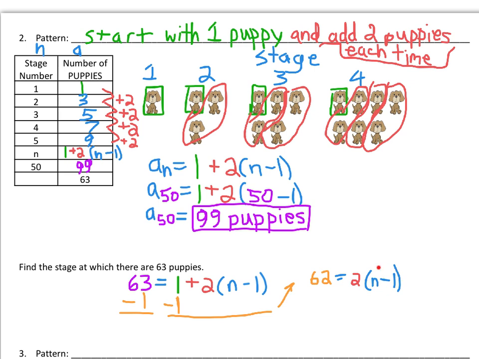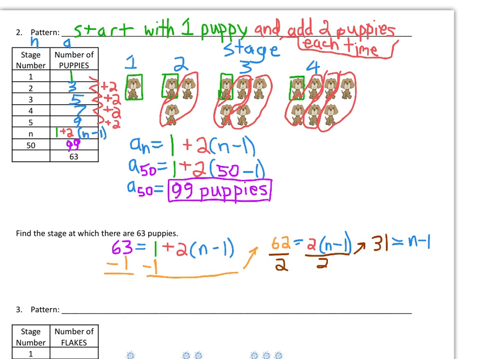Now 2 times something is 62. How would I get rid of this 2 times something? How do you undo times? Well, we would divide. This gives me 31 equals n minus 1. Again, we're dividing both sides by the 2. 62 divided by 2 is 31. Still have the n minus 1 part. Again, all you said is 2 times what is 62? Well, 2 times 31. This n minus 1 part is 31.